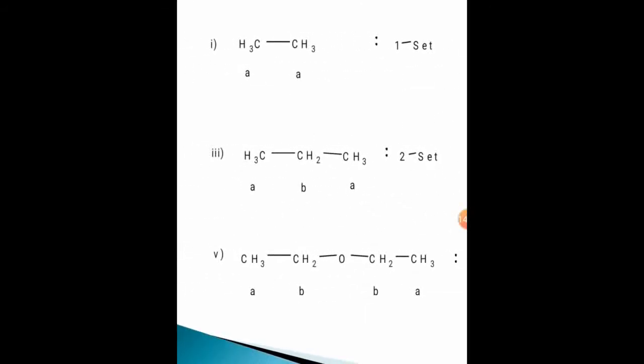In the third example, propane, there are two sets of protons. The two methyl groups are equivalent, having the same chemical environment, both attached to the same CH2. So this is the first set, and the second set is the CH2 group, because it is secondary, the proton attached to the secondary carbon atom. So propane contains two sets of protons. We get two peaks on the NMR scale for this compound.